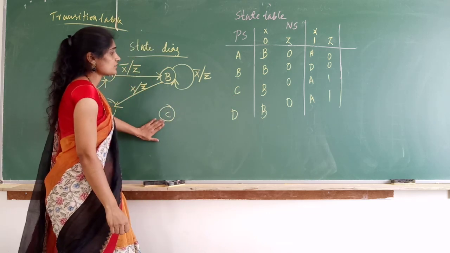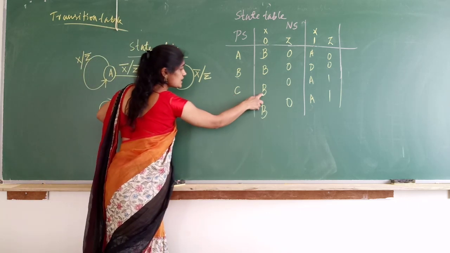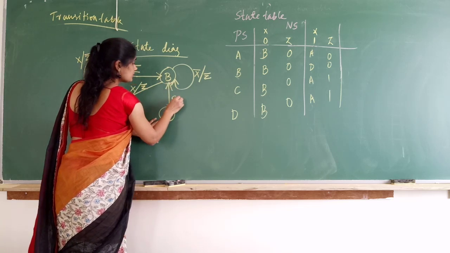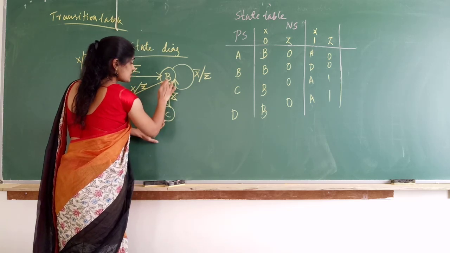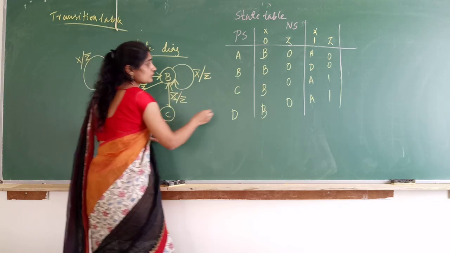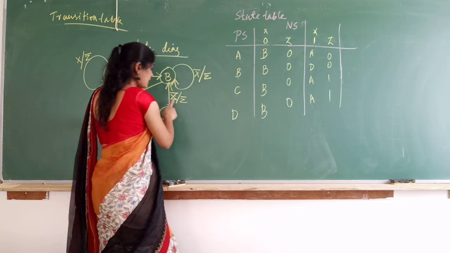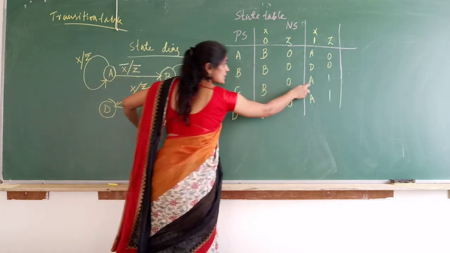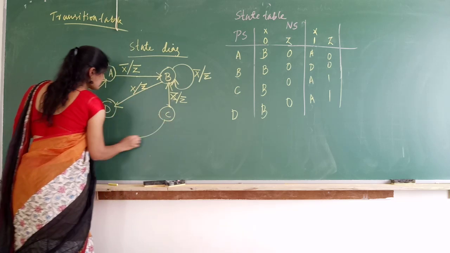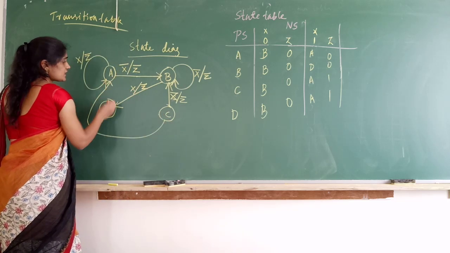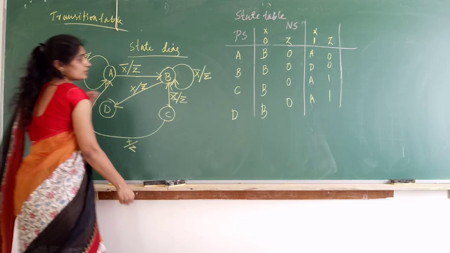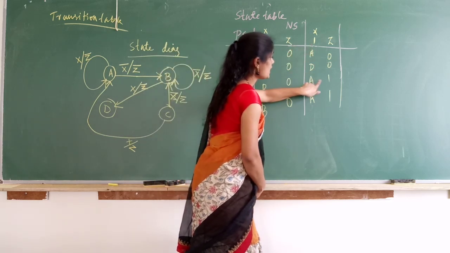Present state is C. When x is 0, that means x bar, transition to B. What is the output? 0. So z bar. Present state is still C; I have covered only one case. When x is 1, transition to A. What is the output? 1. So it is z. When x is 1, transition to A, output is 1.